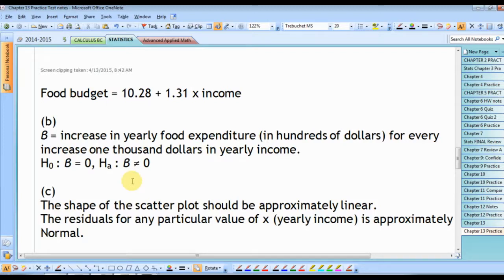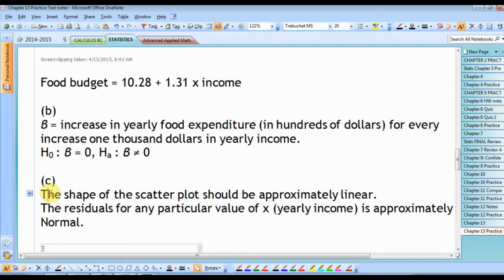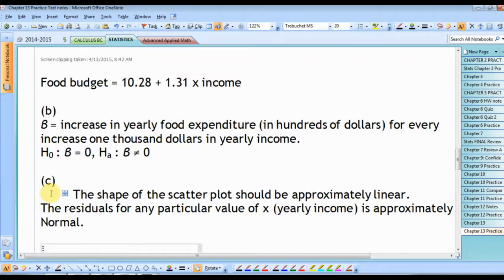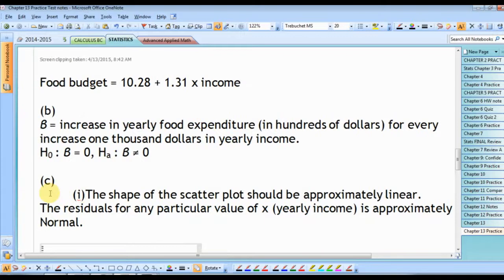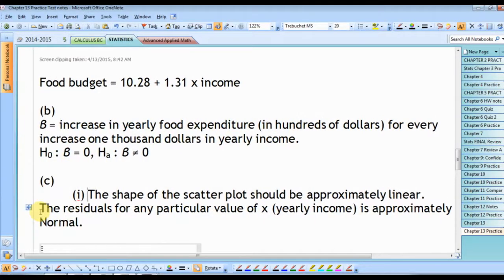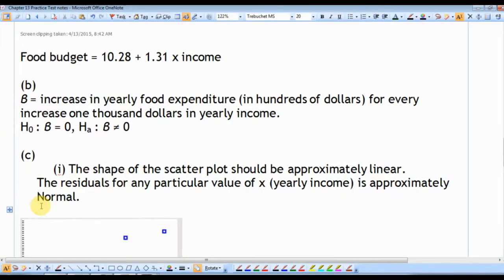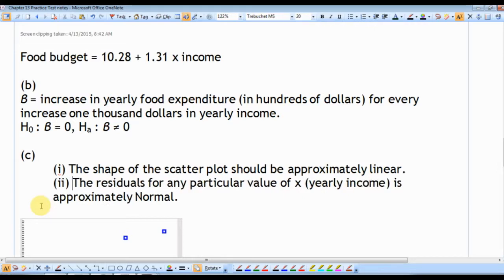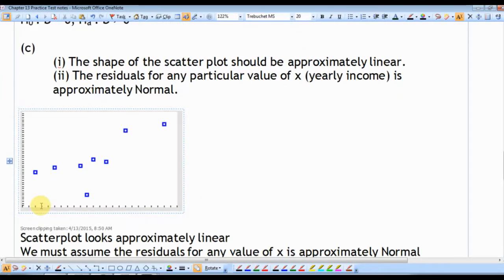Letter C. Some assumptions that must be checked for the t-test. Are the assumptions met in this problem? There's only two that I want you to worry about. The first one, of course, is the shape of the scatter plot needs to be linear. And number two, the residuals for any particular value of x should be approximately normal. So residuals are approximately normal. Those are our two conditions. Let's check them. Condition 1, we've gone ahead and we've created the scatter plot.